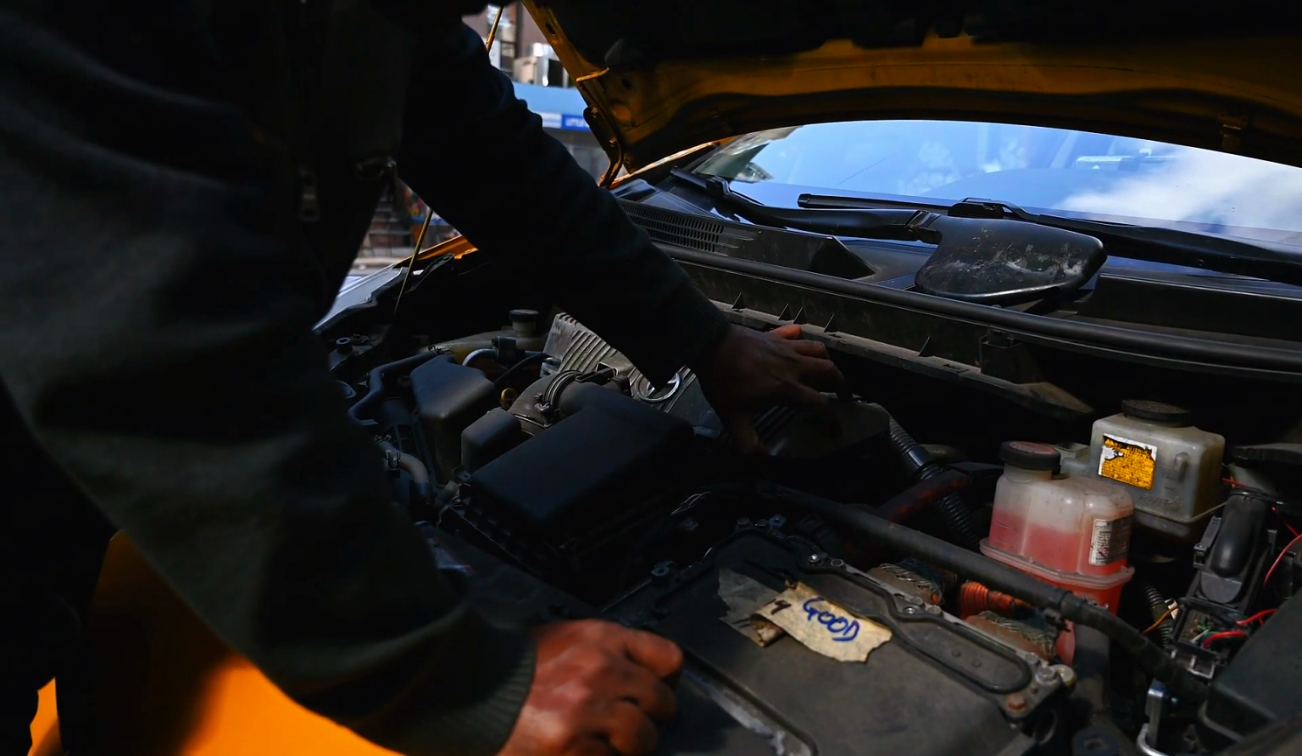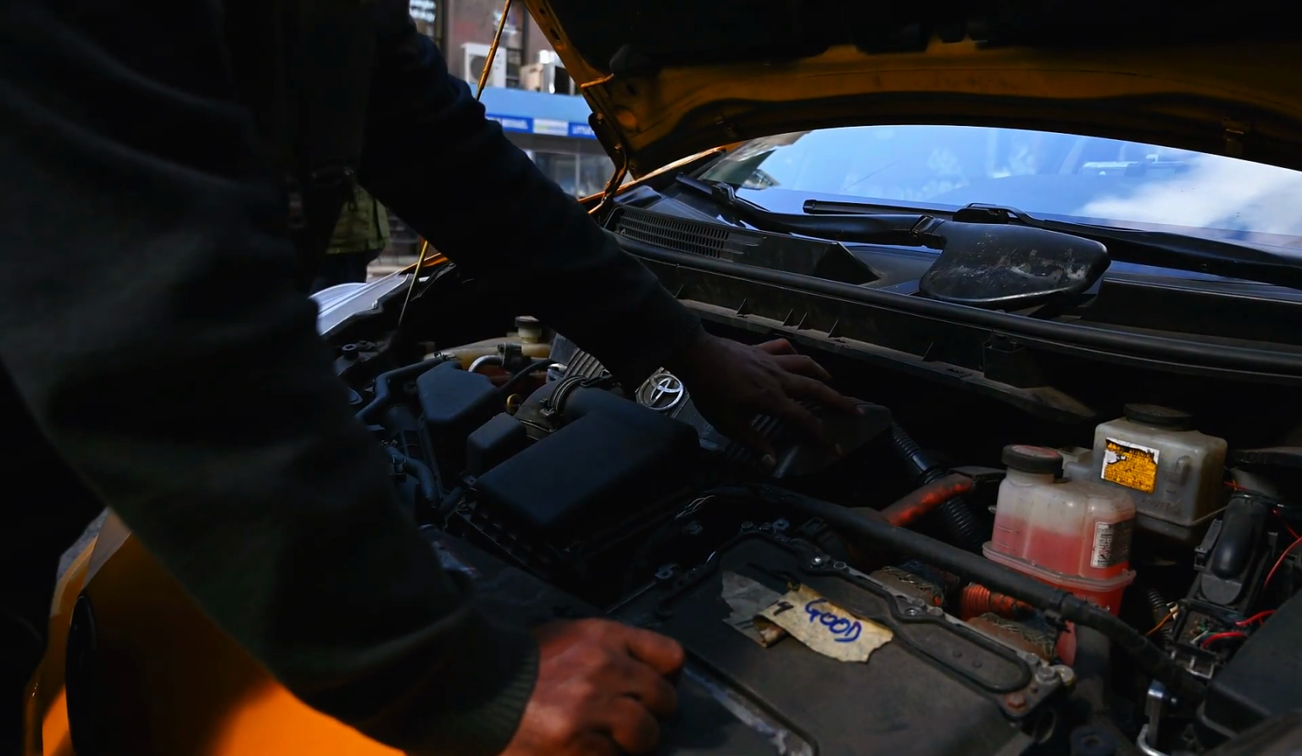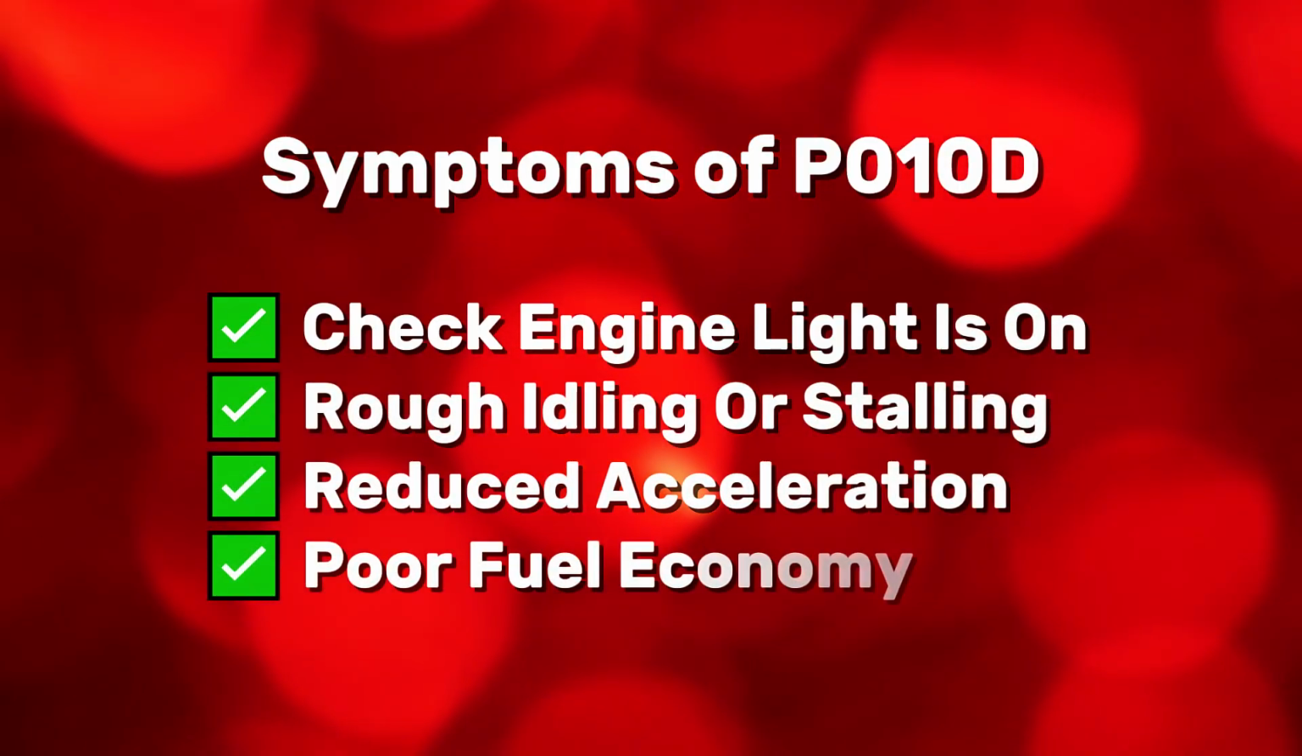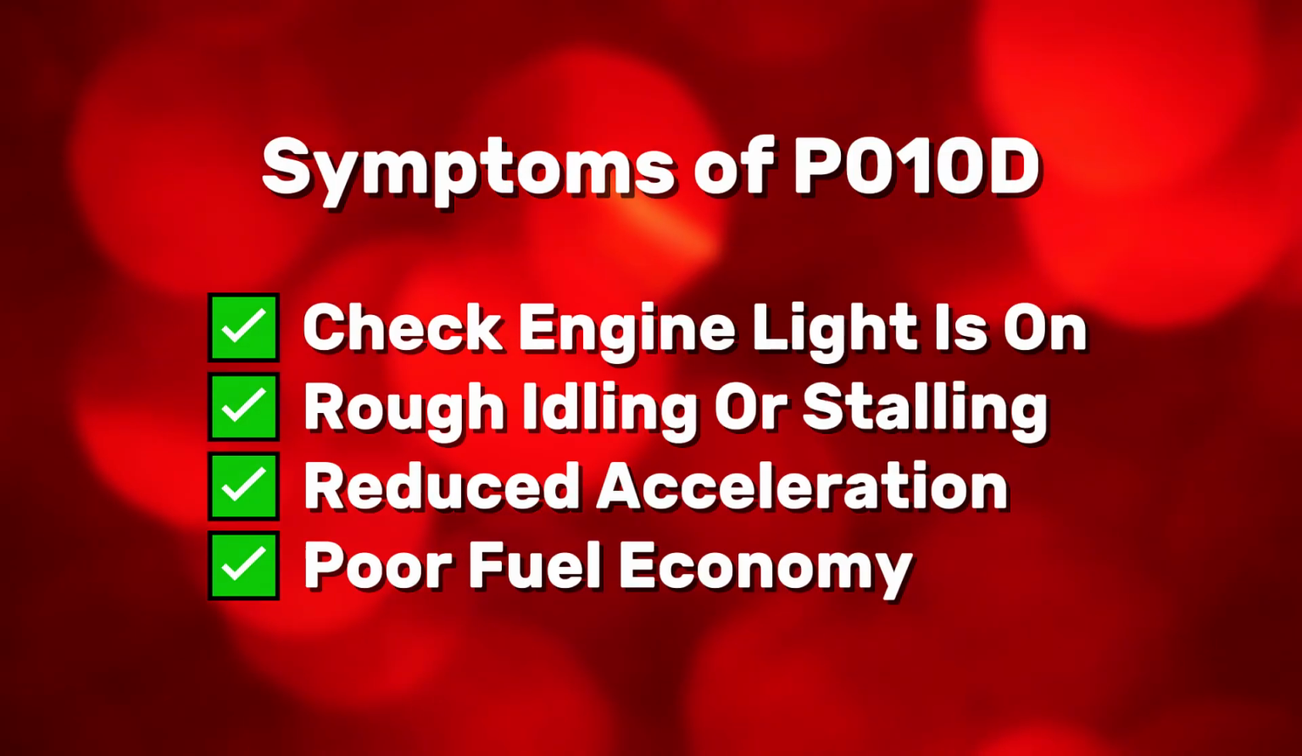If your car has the P010D code, you might notice the check engine light is on, rough idling or stalling, reduced acceleration, poor fuel economy. If you're experiencing any of these, it's time to diagnose the issue.